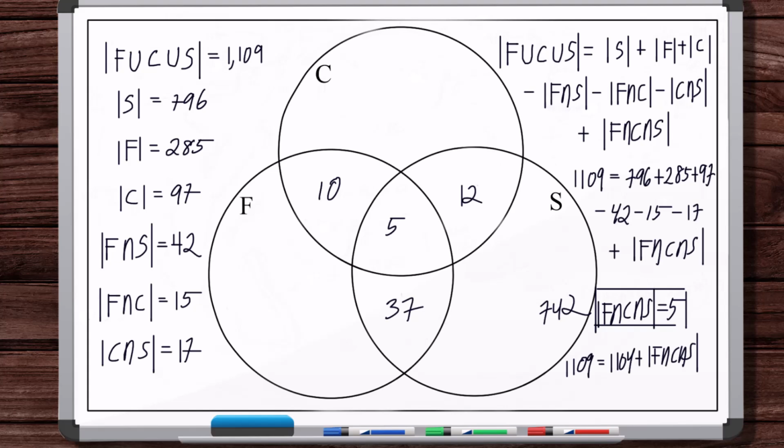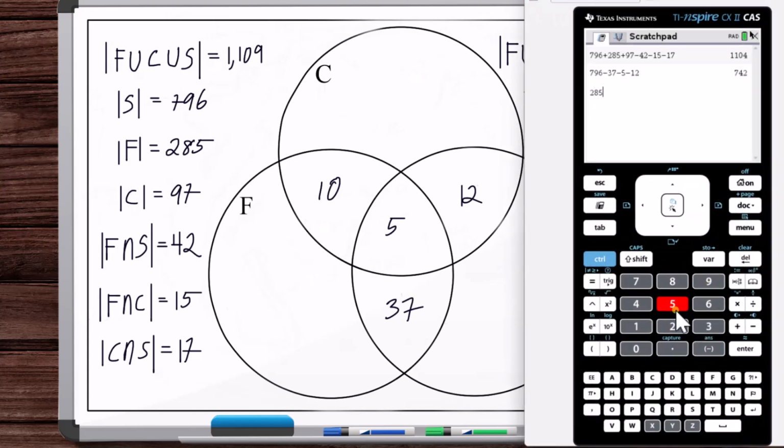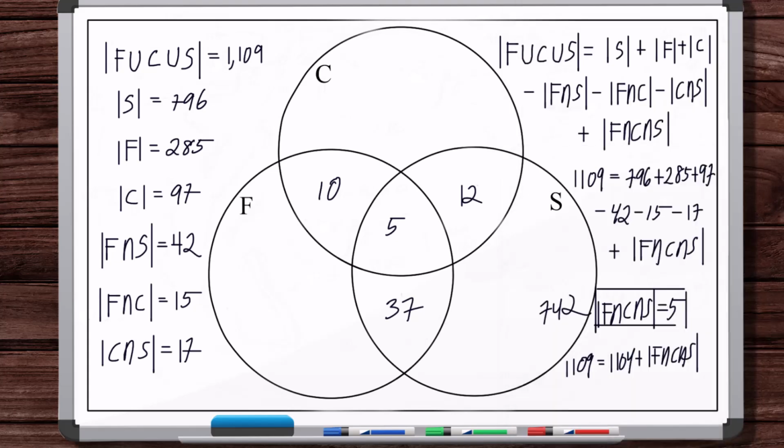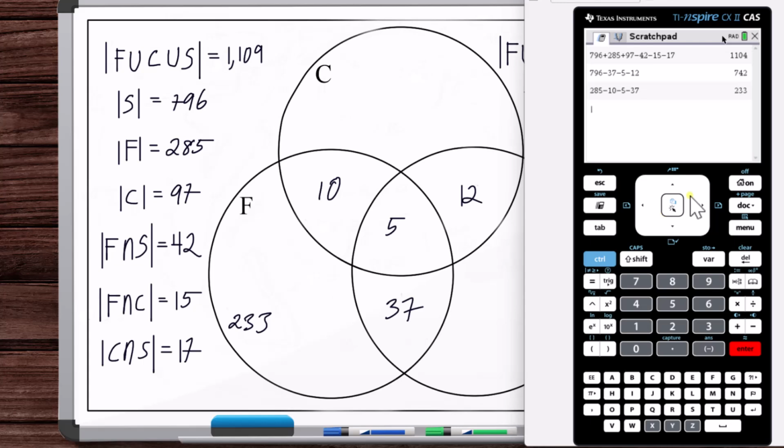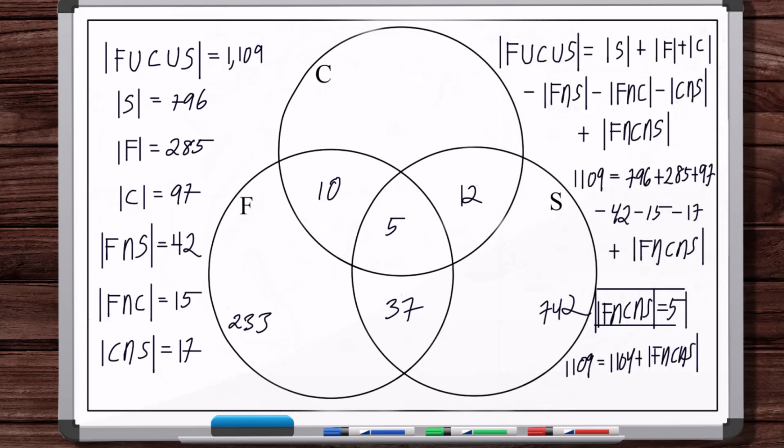Okay, now let's see. Take 285 minus 10 minus 5 minus 37. That's 233. Okay, and then do 97 minus 10 minus 5 minus 12, and you've got 70. So now you have the number of students that have taken just Spanish, just Chinese, and just French. You have all the information you need.